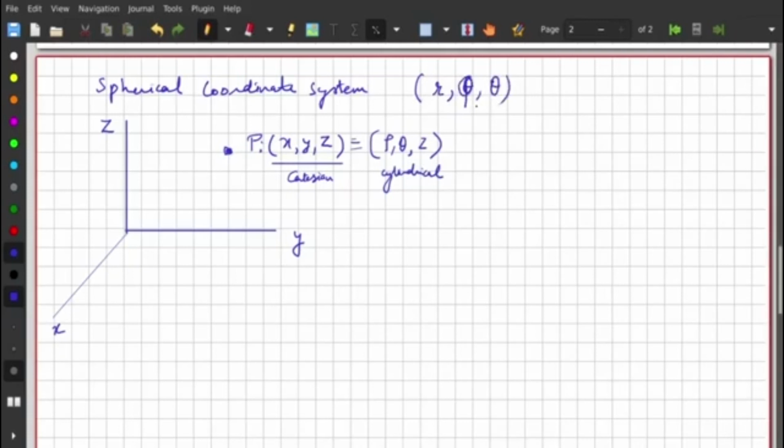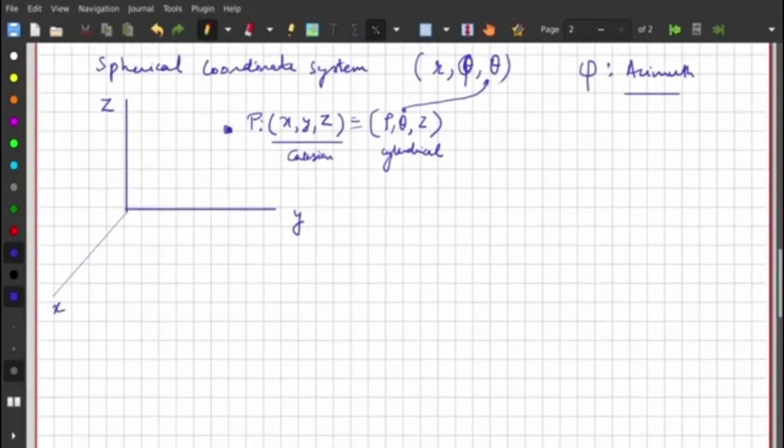Okay, and note, by the way, in the cylindrical coordinate system we use this theta, and here also we have theta. These two are different, we will see. In cylindrical coordinate system theta is the azimuth angle, and in spherical polar coordinates phi is the azimuth angle.